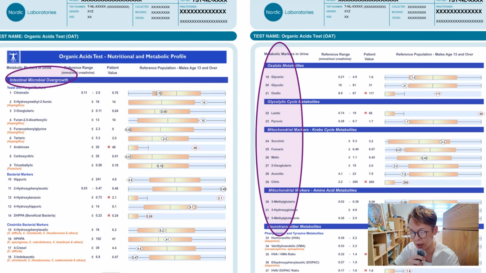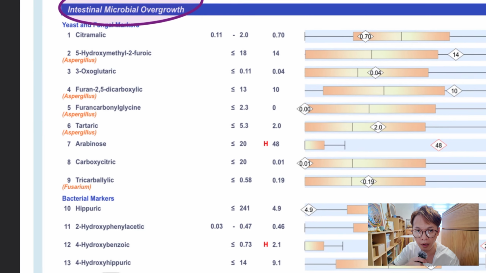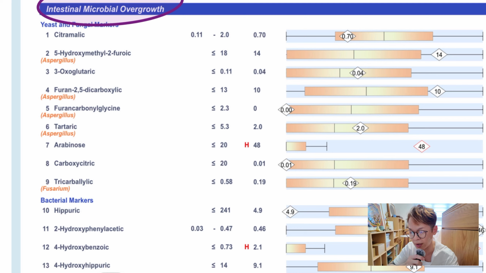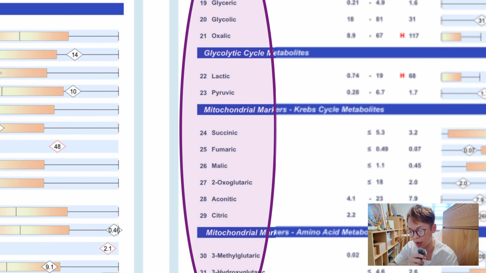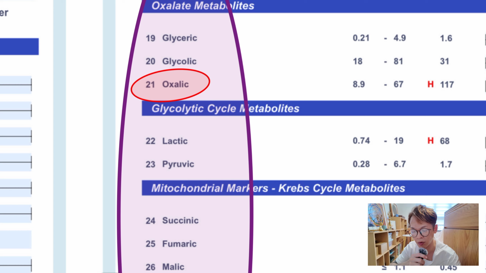Both the GI-MAP and organic acid test can detect candida, but candida can sometimes be harder to catch in stool testing. In the organic acid test, we can check for yeast overgrowth when you see urine arabinose and tartaric acid elevated. And over here, oxalic acid can also be high when there are signs of dysbiosis from aspergillus and candida.